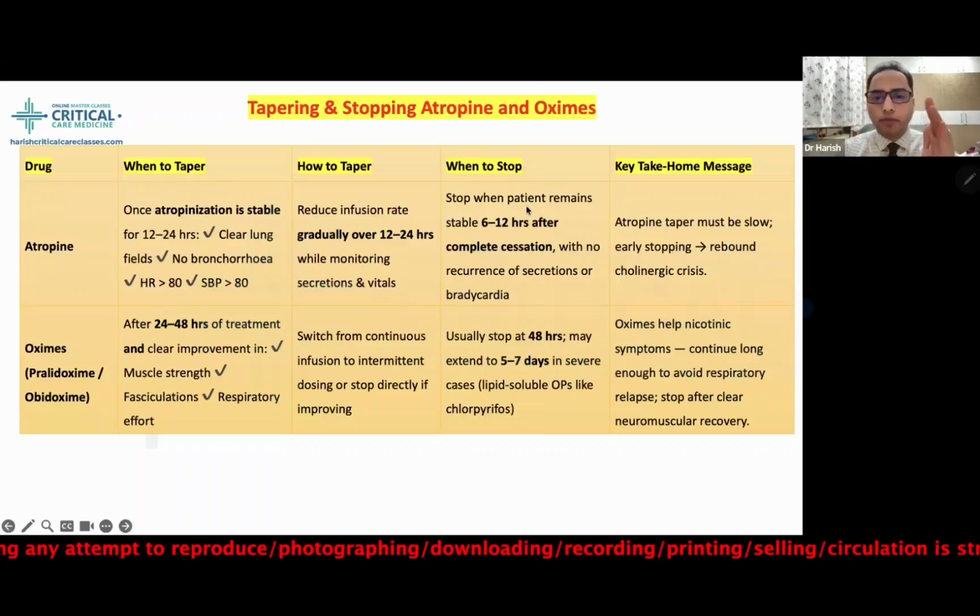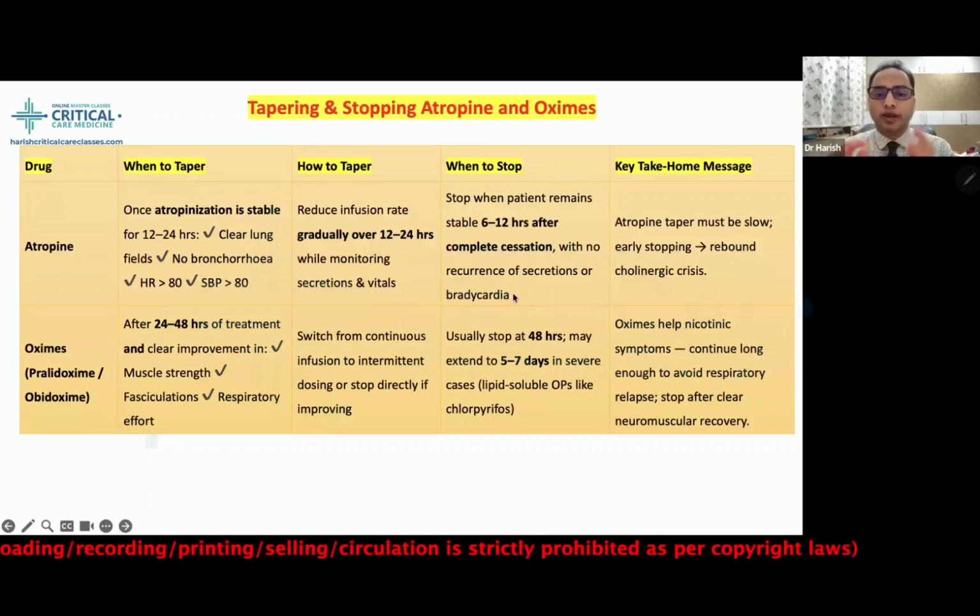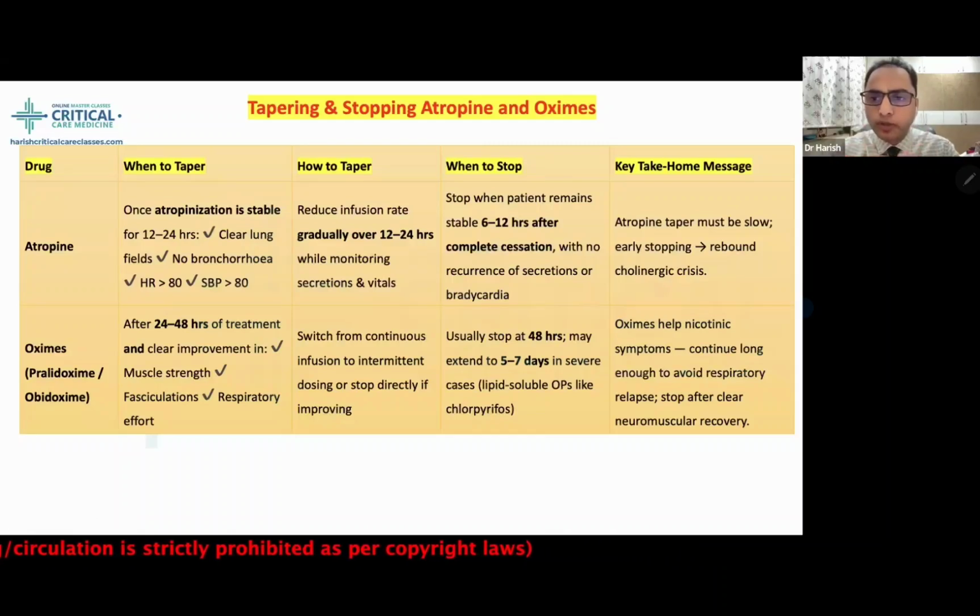When to stop? Stop when the patient remains stable 6 to 12 hours after complete cessation, with no recurrence of secretions or bradycardia. So atropine tapering must be slow. With early stopping, there is a high possibility of a rebound cholinergic crisis.